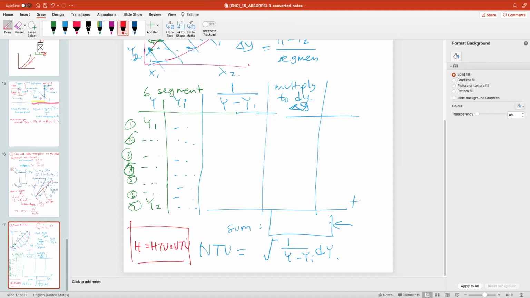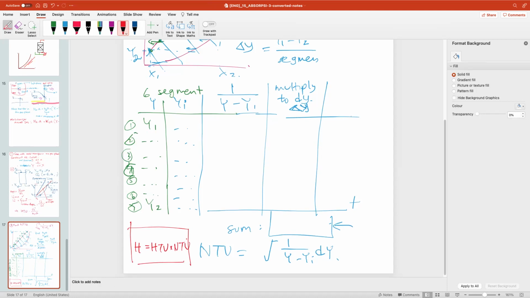Wait, for the sum, that's the sum of the function 1 over y minus y1 multiplied with delta y, right, Bu? Is that right? Yeah. So this is the sum of the function 1 over y minus y1 multiplied with delta y. For this one, and then you do it for many others: 1, 2, 3, 4, 5, 6, 7.